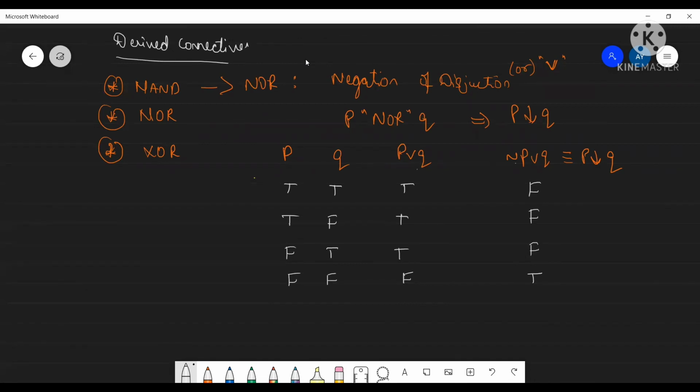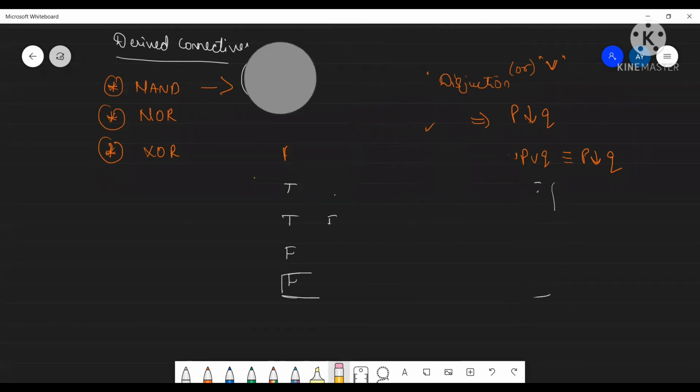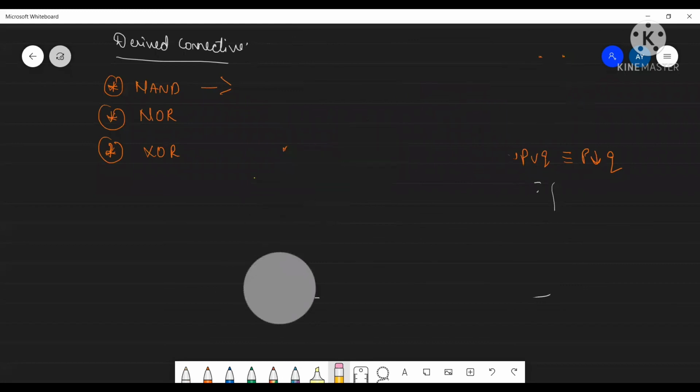Okay, you just have to remember what NOR is. If both elements are false, then only it will be true. Otherwise, the rest of the statements will be false. This is NOR. Now coming to the definition of XOR. XOR is exclusive OR. We'll look into this definition in the next class.